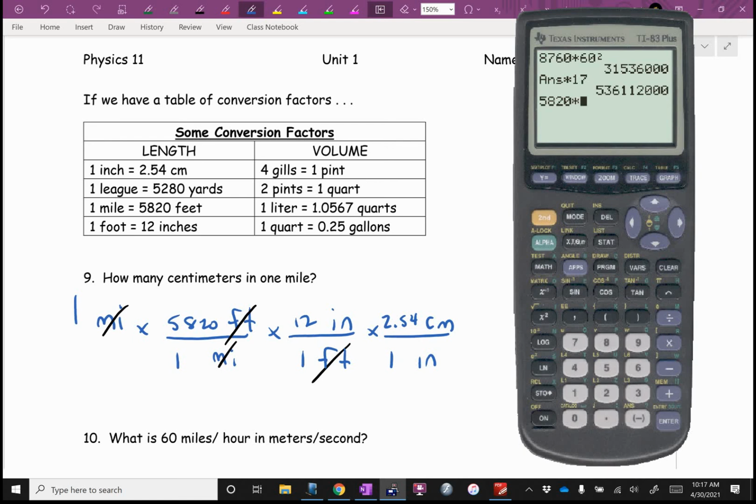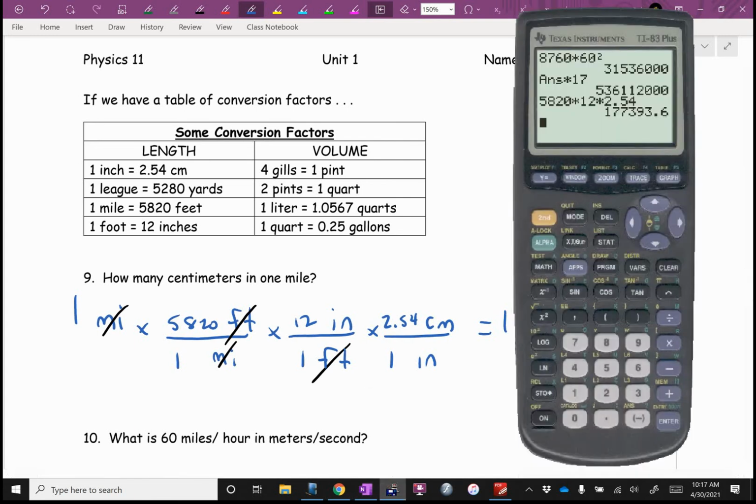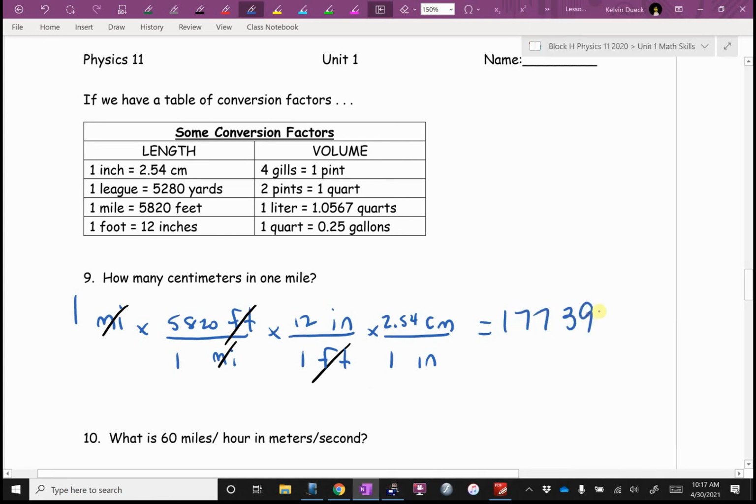5,820. Everybody try this on your calculator, please. Times 12 times 2.54. Type this in already, Adrian? 1773936. Units, Parker? Centimeters.